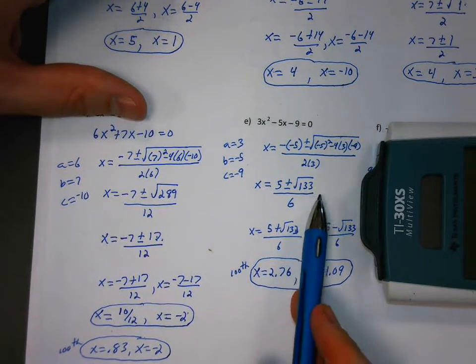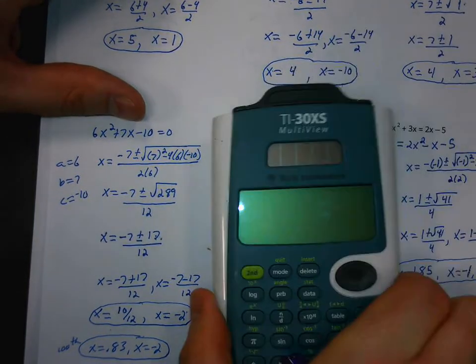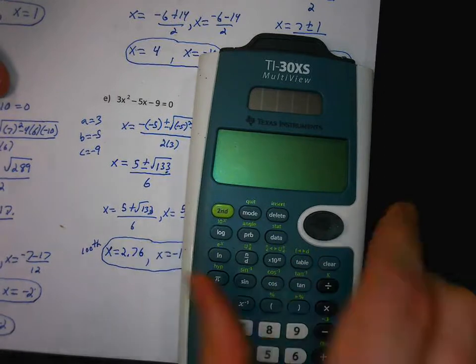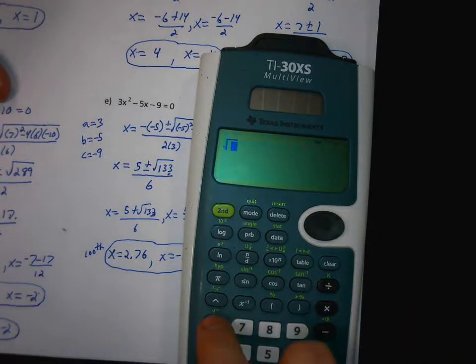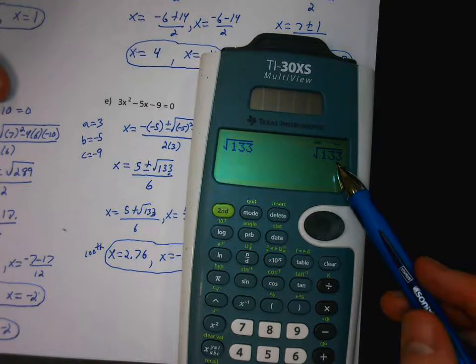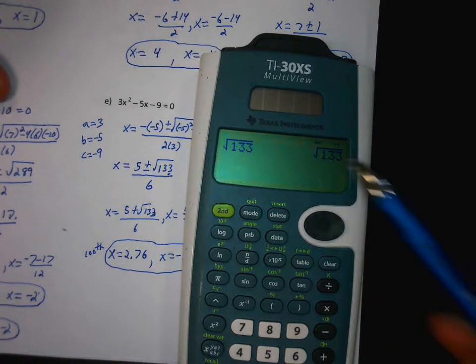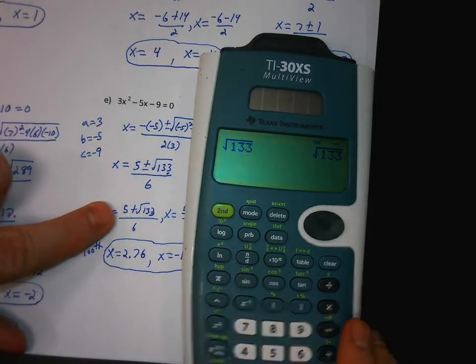When we do this one, you end up with the square root of 133 in your answer. Well, if we do the square root of 133 and press enter, it doesn't change it at all, so square root of 133. You can leave it like that in exact form, but it did say to round to the nearest hundredth if appropriate.